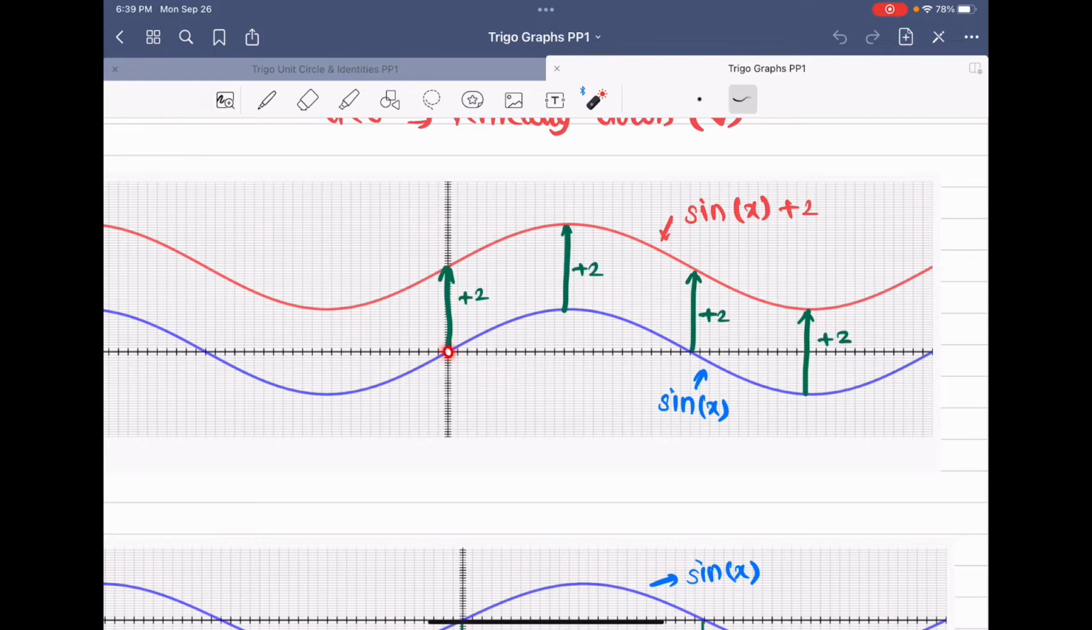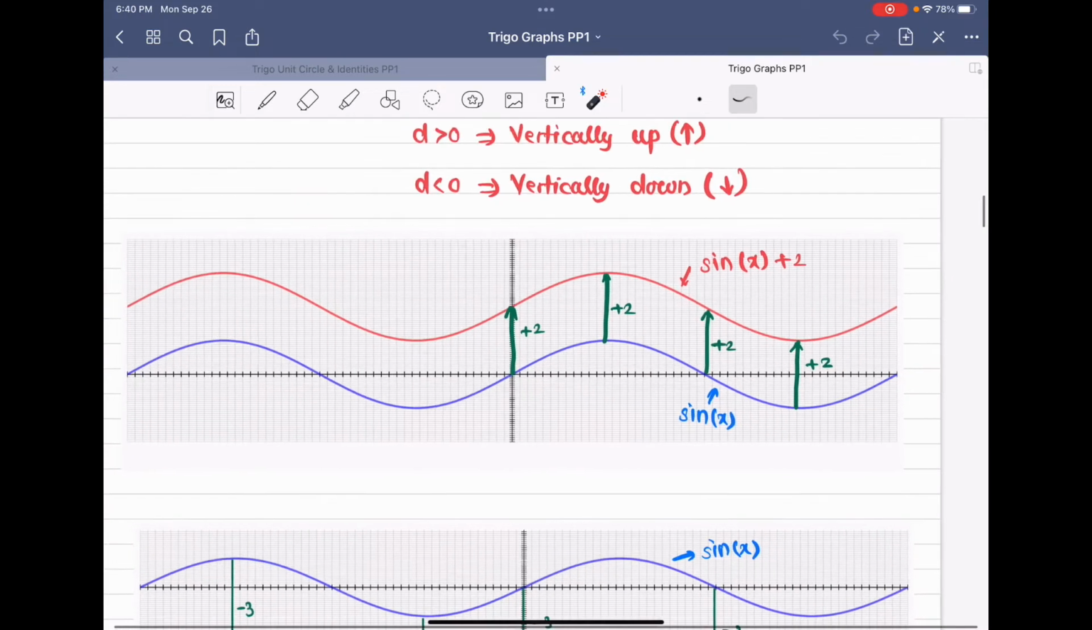So 0, 0 now becomes 0, 2. This is 0, 2. 90, 1 becomes 90, 3 because 2 units up. 1 plus 2 becomes 3. Then 180, 0 becomes 180, 2. 270, -1 becomes 270, -1 plus 2 is +1. And 360, 0 becomes 360, +2.